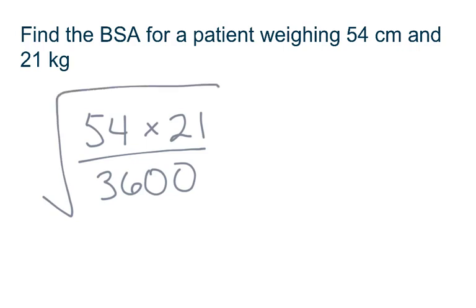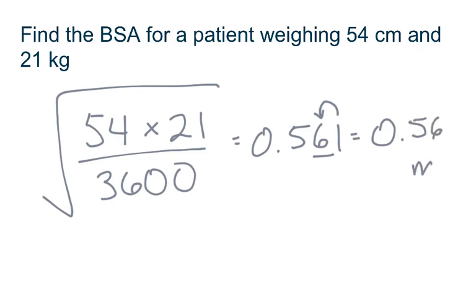It's very important to hit equals every time. So 54 times 21 equals, divide by 3,600 equals, then hit the square root button. Okay, I have 0.561. Since this is less than 1, you're going to round to the hundredths place. And the 1 makes the 6 stay the same. So 0.56, and the unit is meters squared. Okay, so that's if you're given the calculations in the metric system.